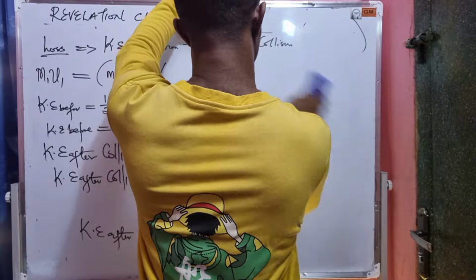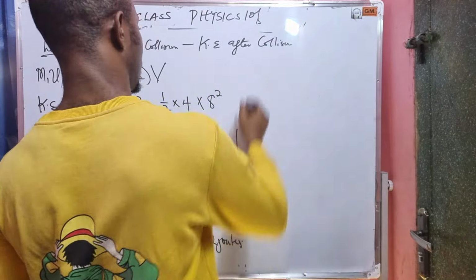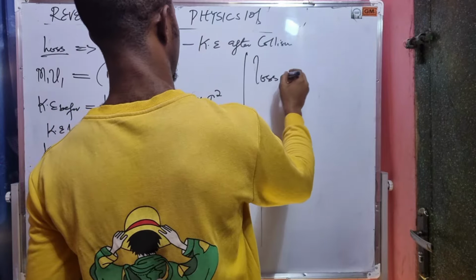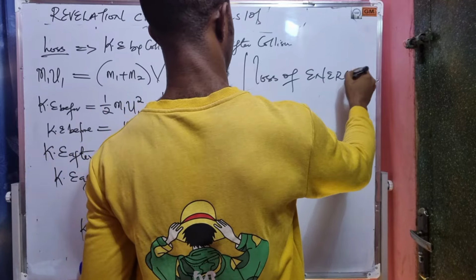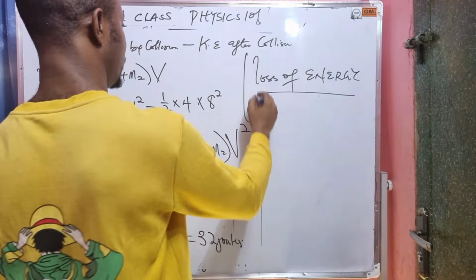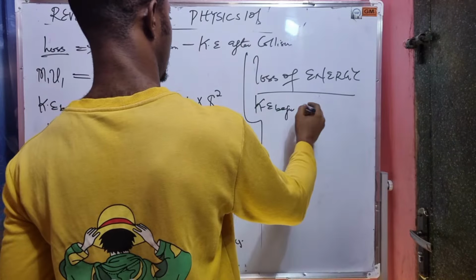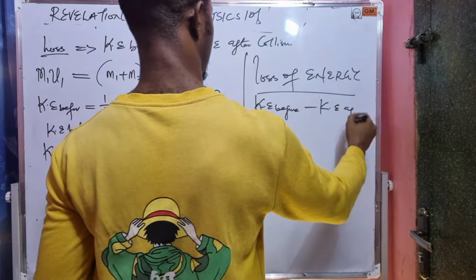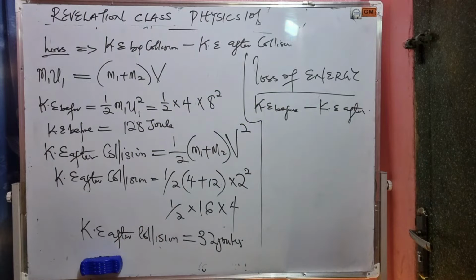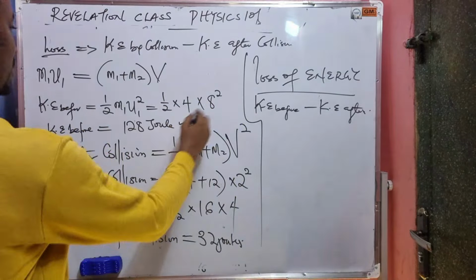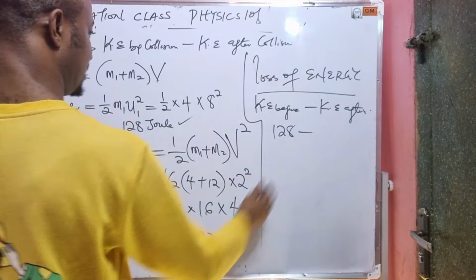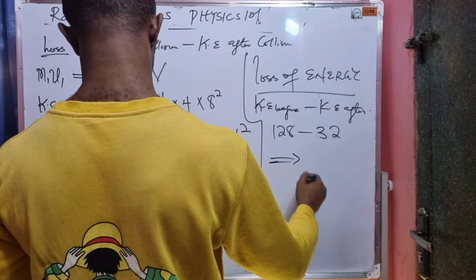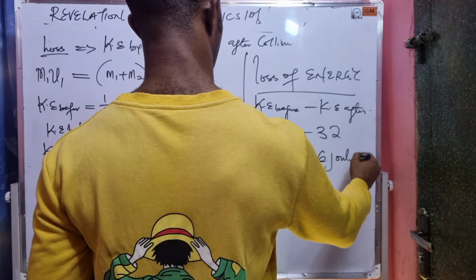Loss of energy. To find the loss of energy, what do we do? KE before minus KE after. Loss simply means before minus after. Our before is 128, minus after is 32. When you subtract these two, that will give us 96 joules. So loss of energy is what?